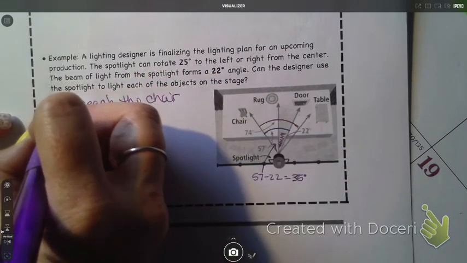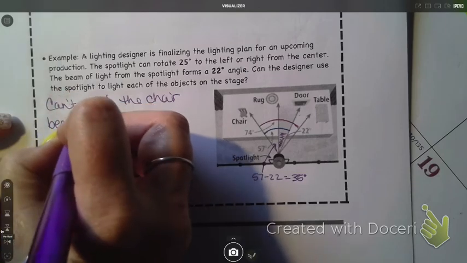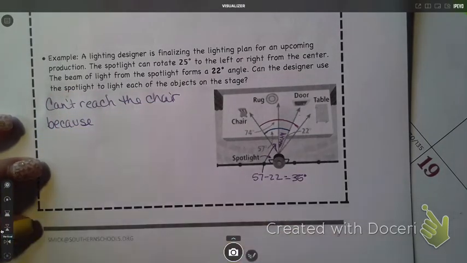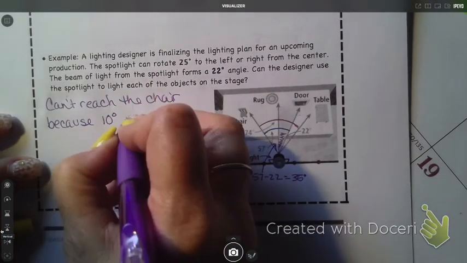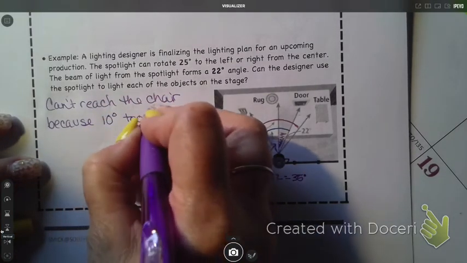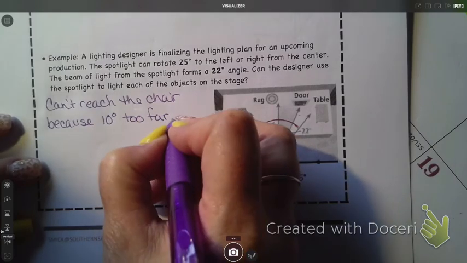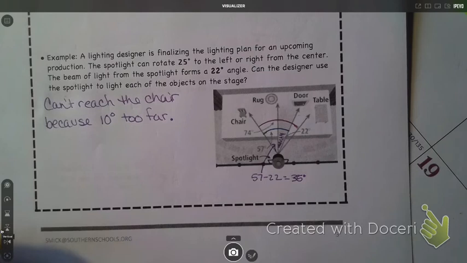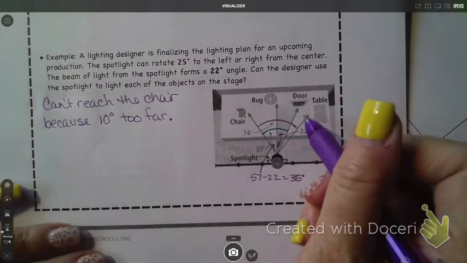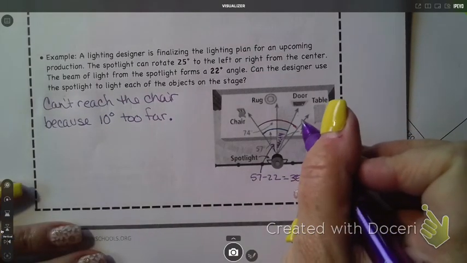because what? It's 10 degrees too far. And that's 2 O's, right? Yep. Okay. So then, how am I going to figure out this one?